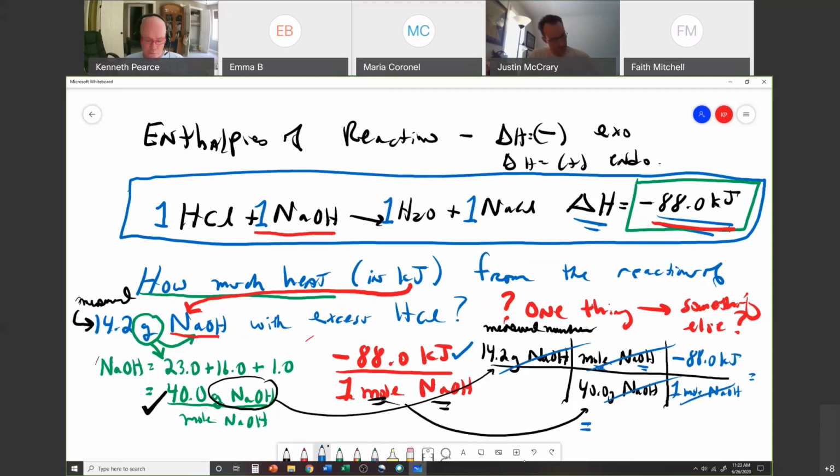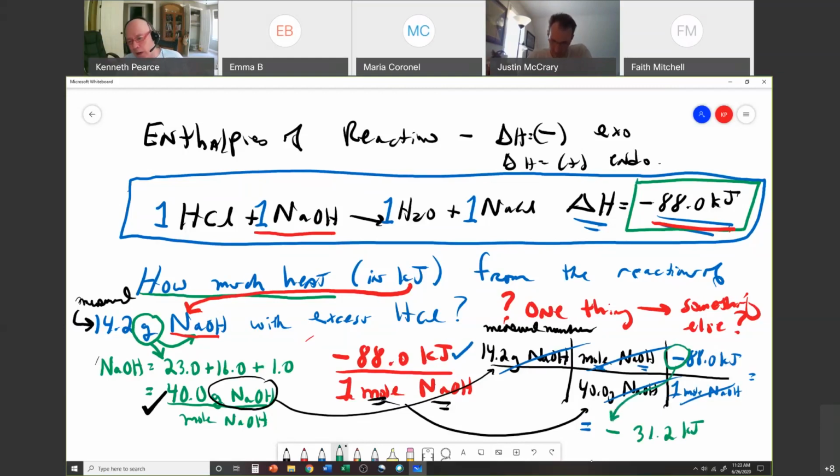And so we go 14.2 times 88 divided by 40. And I get minus 31.2. Now don't forget the minus part, okay? Don't forget the minus part. Minus 31.2 kilojoules. Now, when I put this in my calculator, I often leave off the minus sign, and usually what I do is I fix the sign at the end. I just go ahead and put it back on.